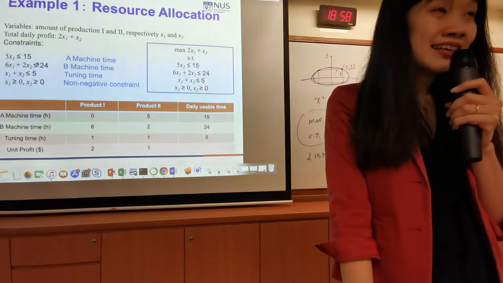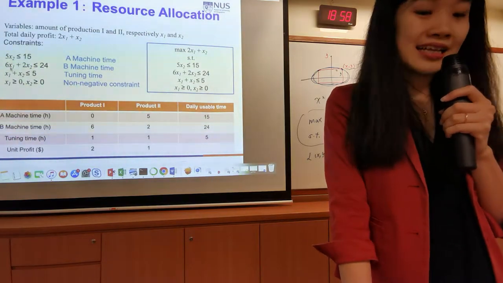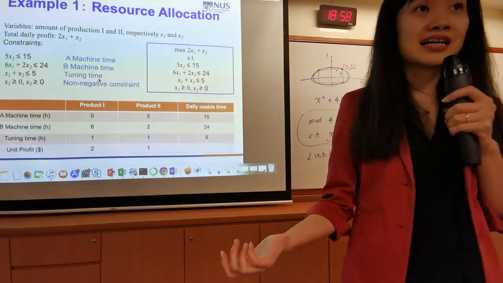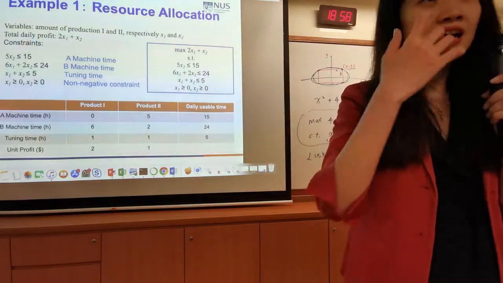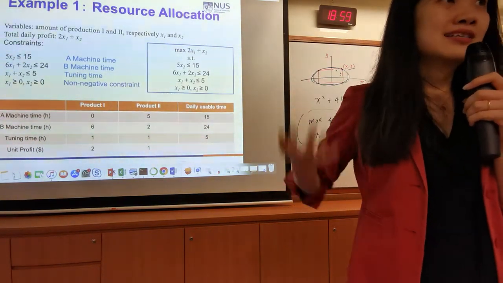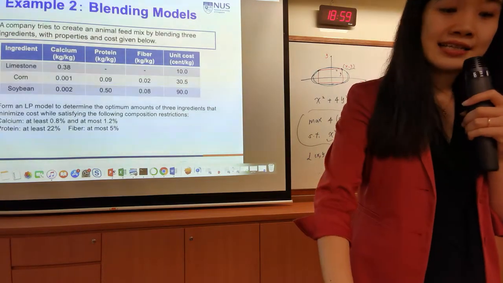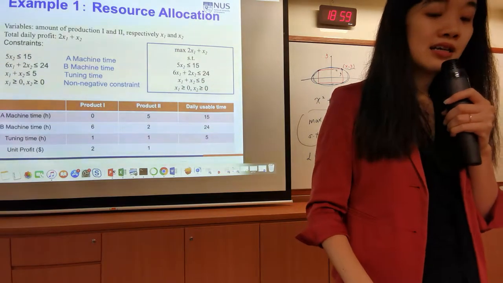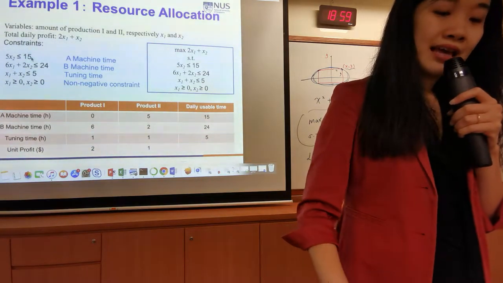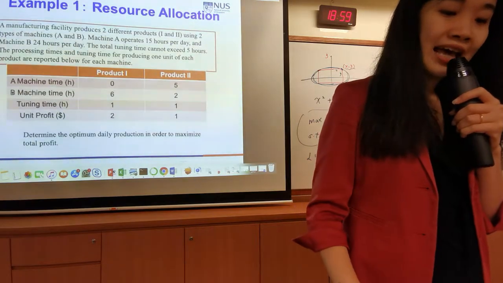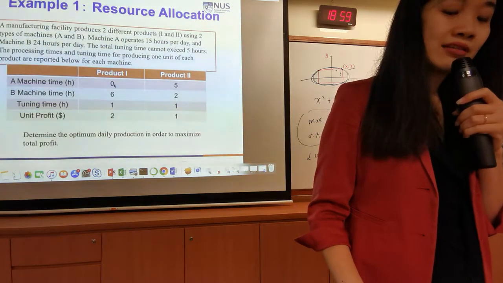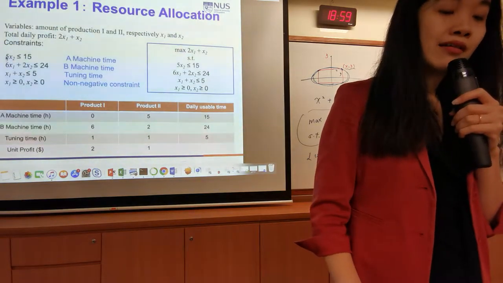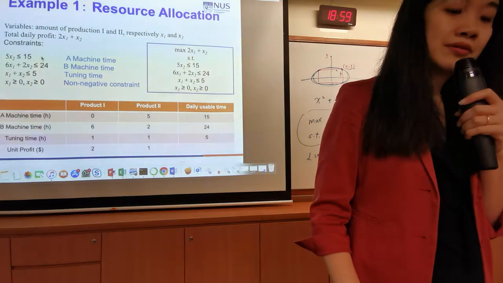And the constraints here are mainly from the machine time I stated. So it did not consider all the complex constraints. If you have a process plant that has a lot of mass balance, energy balance, or more market constraints, those must be there. But in this case, it just considers the machine time and tuning time, just two sets of times. For machine A, product one does not use any machine time of A, only product two. So you are able to write 5x2 smaller or equal to the upper limit.